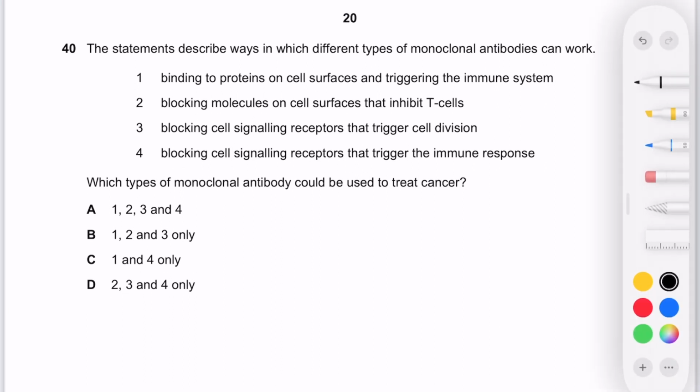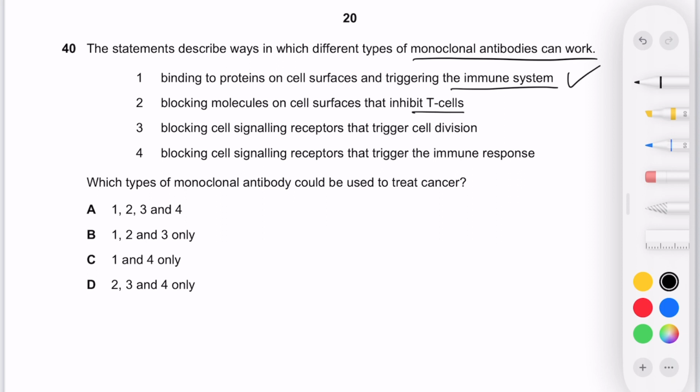The statements describe ways in which different types of monoclonal antibodies can work. Binding to proteins on cell surfaces and triggering the immune system. Okay, binding to proteins on this and triggering that is one way, like in the treatment of cancer. Blocking molecules on cell surface membranes that inhibit T cells. So blocking molecules that inhibit T cells, that makes sense.